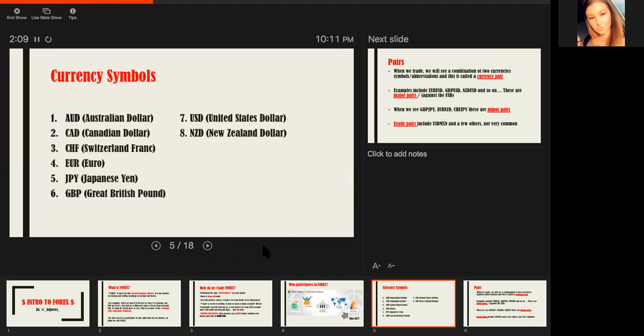Whenever we're on our phones looking at MetaTrader 4, we're going to see these abbreviations right here. We have the Australian dollar, Canadian dollar, Swiss franc, euro, Japanese yen, Great British pound, United States dollar, and New Zealand dollar. These are the abbreviations you will see. So now you can understand what they really mean. They're the different currencies that we're trading.